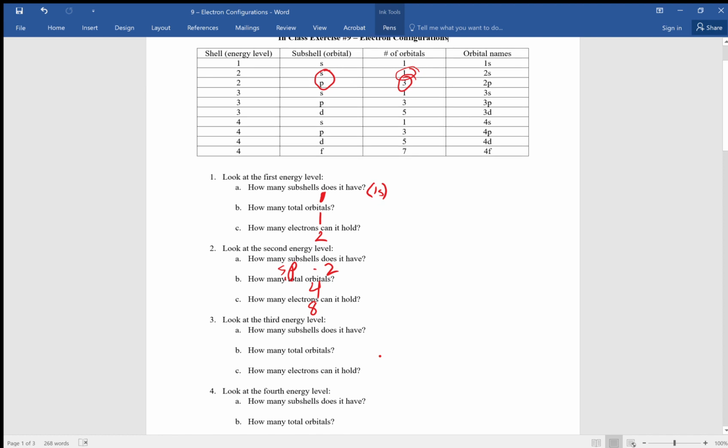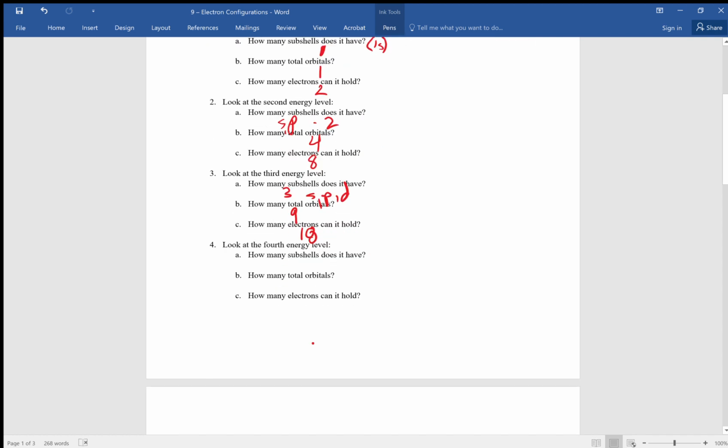At the third energy level, we add the d. So there's s, p and the d orbital. There's 5 d orbitals at each level, so we now have 9 total orbitals, which can hold 18 electrons. And finally, the fourth energy level adds the f orbitals, so we have s, p, d, and f. We have 16 total orbitals, 1 s, 3 p's, 5 d's, and 7 f's, and 32 electrons.